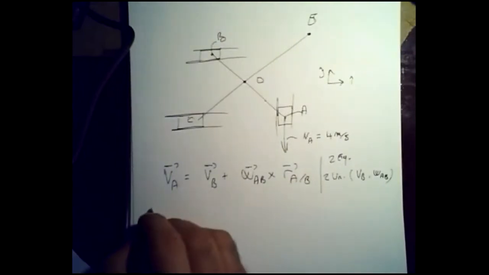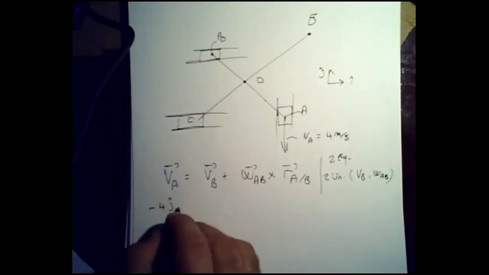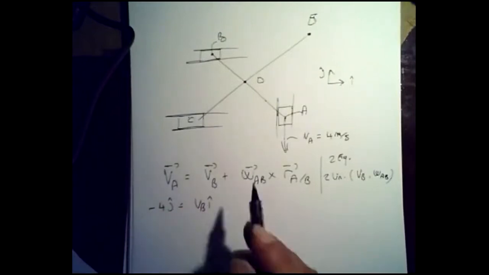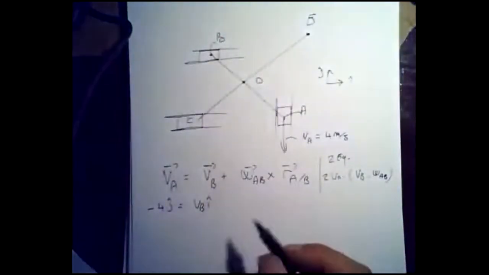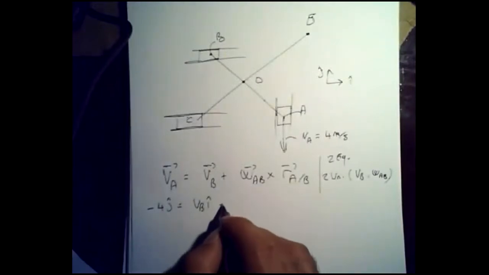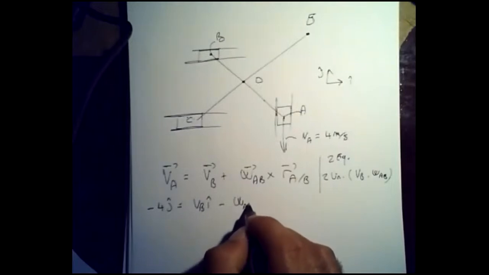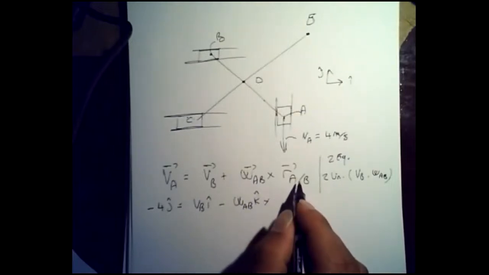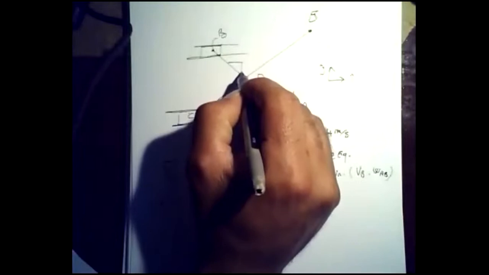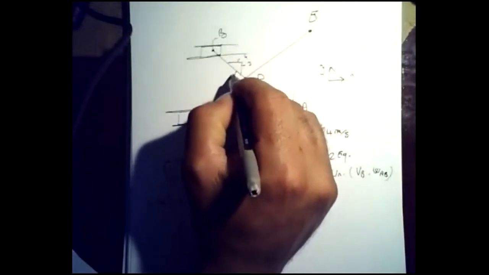So what is VA? VA is equal to minus 4J, which equals VB. I don't know VB, but I know it's going to be in the I direction. Omega AB is going to be downward, but I don't even need to guess it because when I solve it I'll get it. So minus omega K cross RAB. What is RAB? They gave us that this is a 3, 4, 5 triangle.